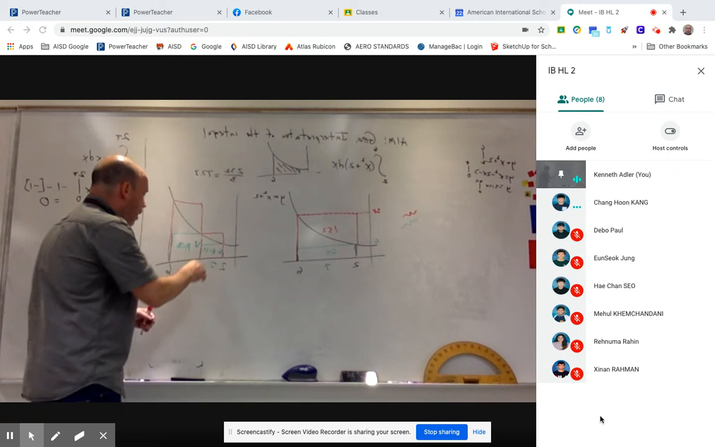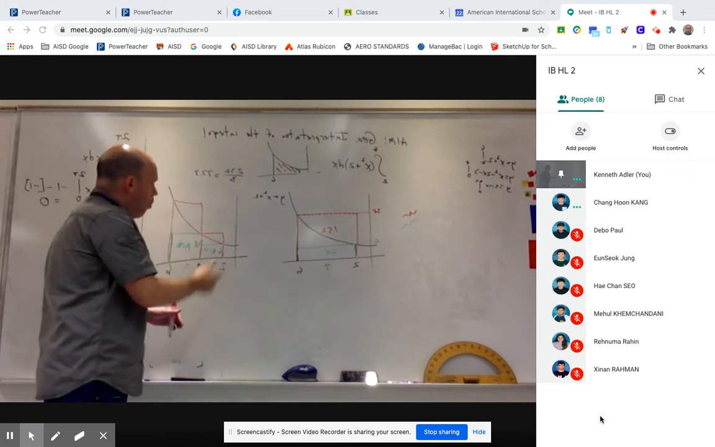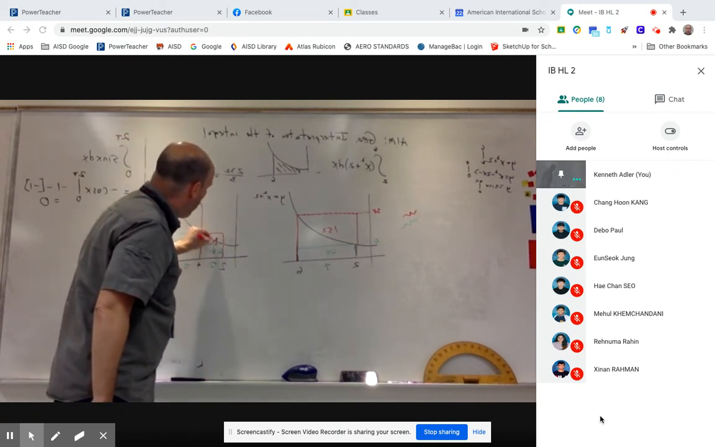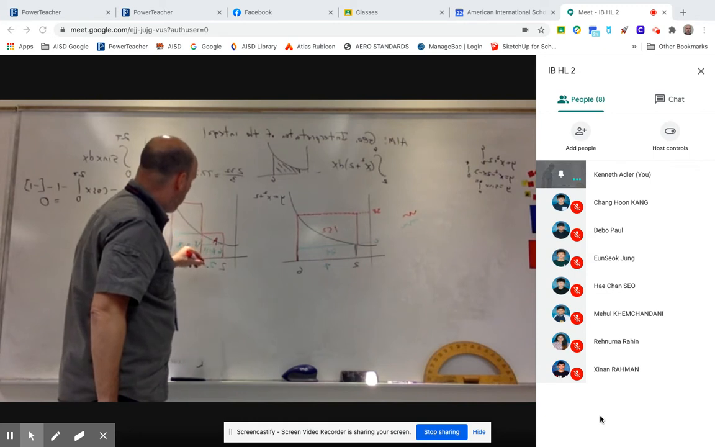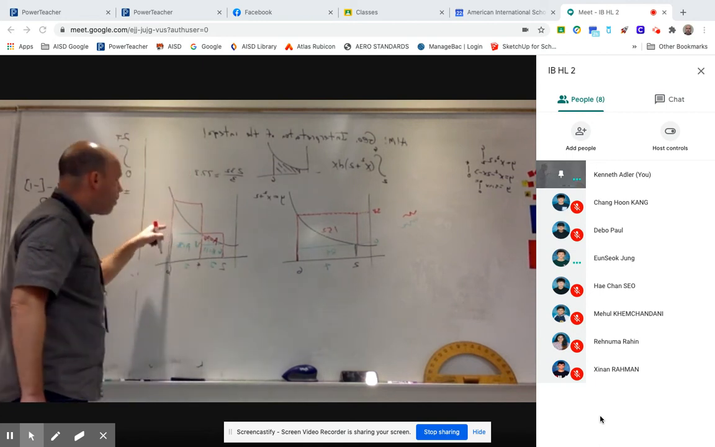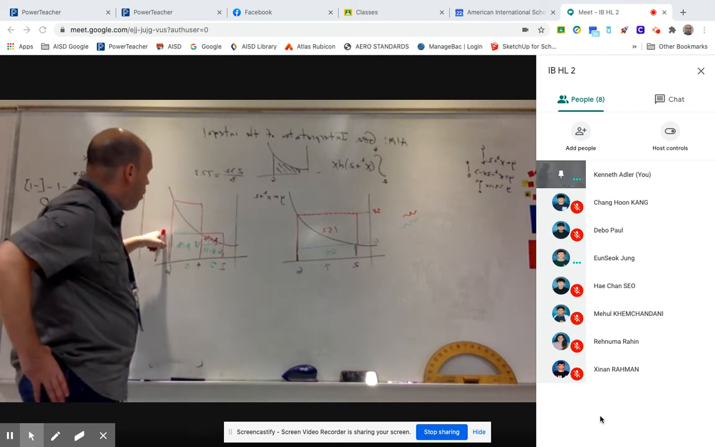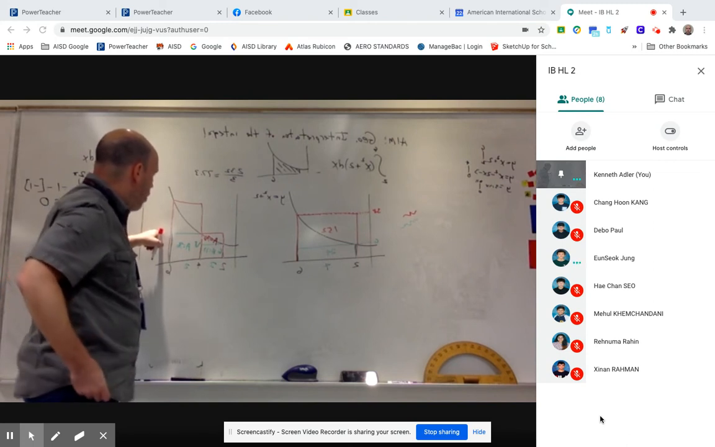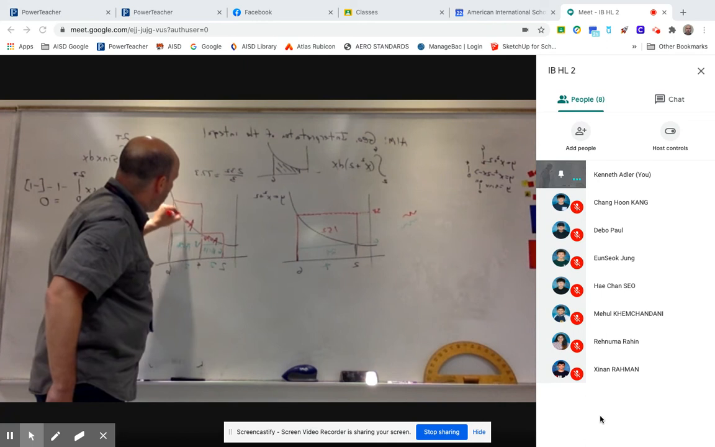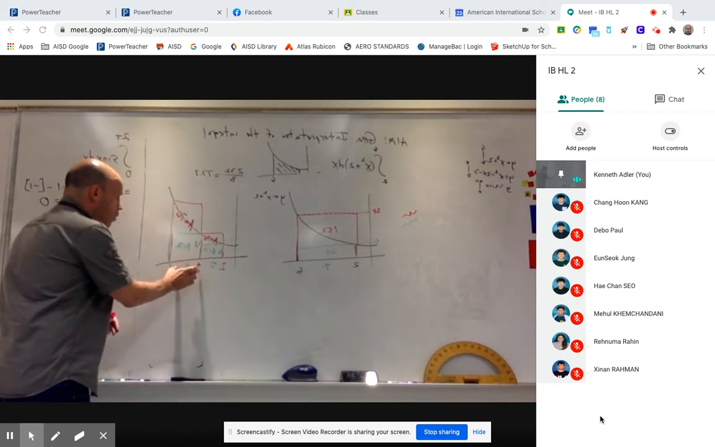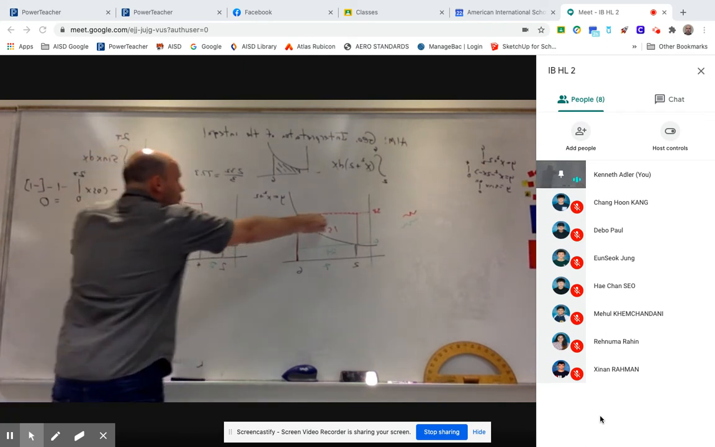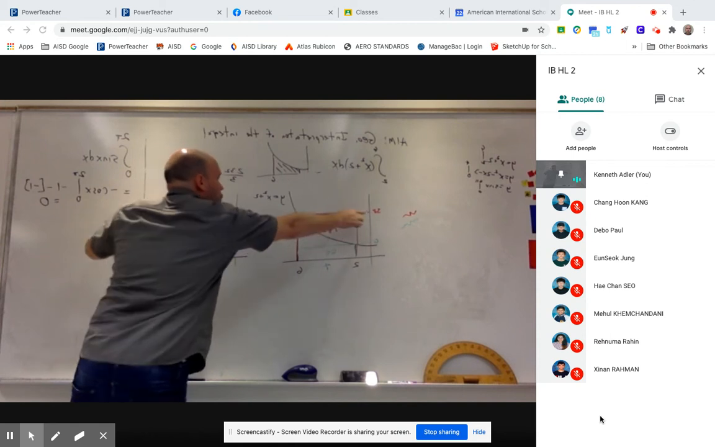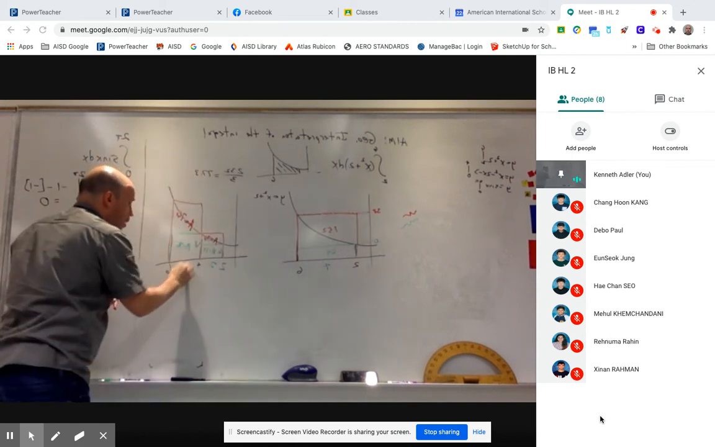What's the area of the red? 36. This is 36. What's going on over here? 76. 76, right? Because the length is 2 and the height is still 38. 38 times 2 is 76.